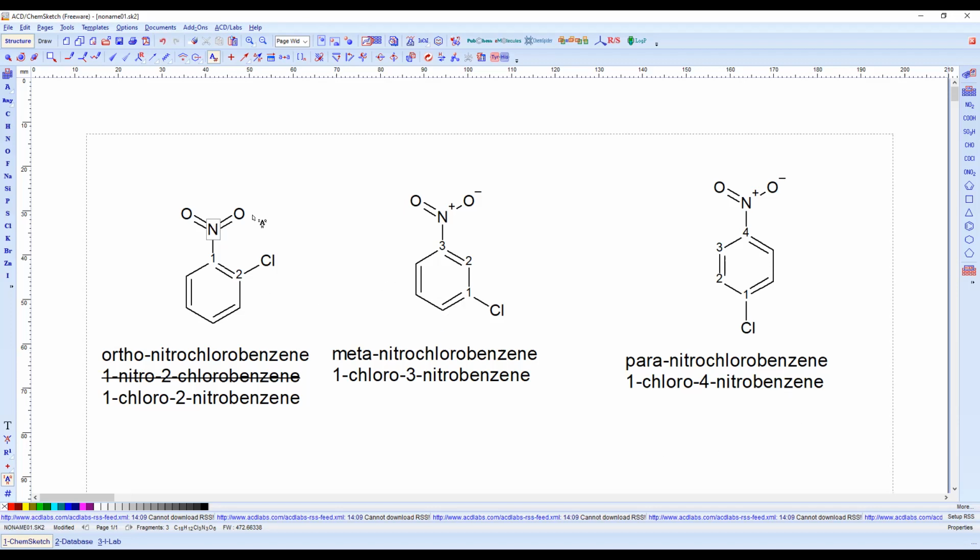So when we have two or more substituents, we should number them in the shortest way. If there are several options, we should choose the option where the total of the numbers is lower. And finally, when we number the substituents, they should be placed in alphabetic order. So first, for example, C, then goes N.